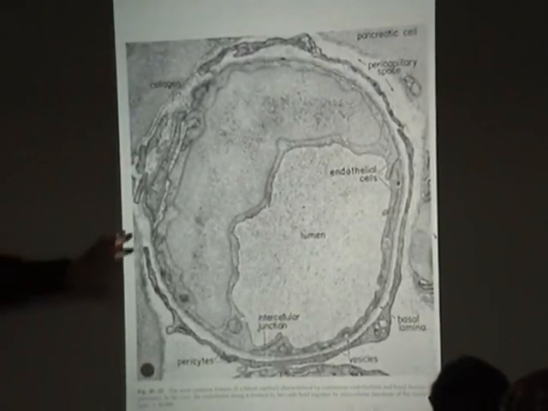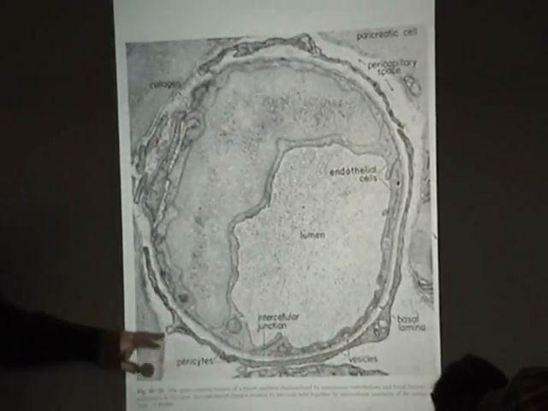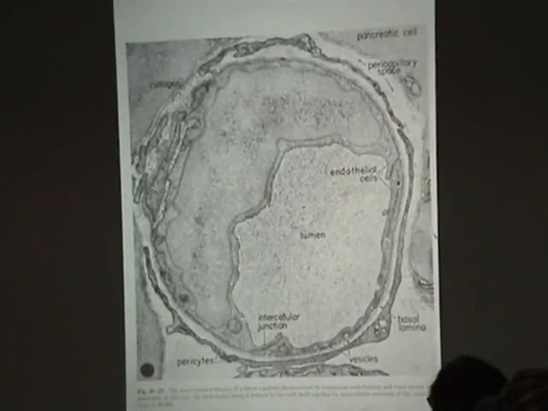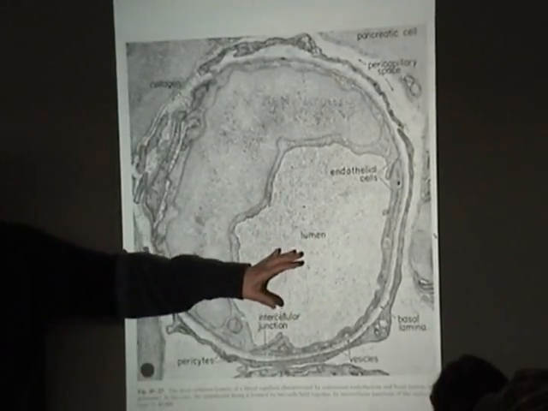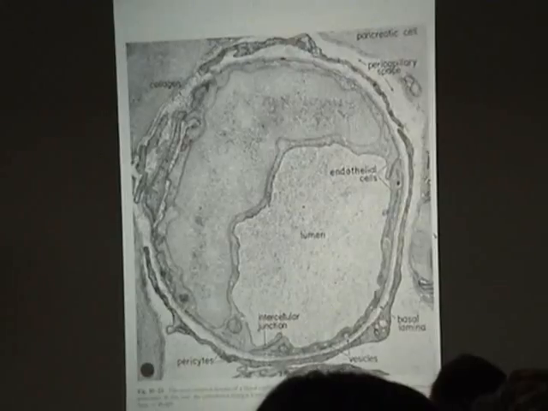This one is nice because you have this cell right here surrounding it, which is called a pericyte. It's kind of a hybrid between a muscle cell and a connective tissue cell. All right, so at any rate, this luminal diameter is on the order of 7 to 10 microns, just what it would take to have a red blood cell work its way through.